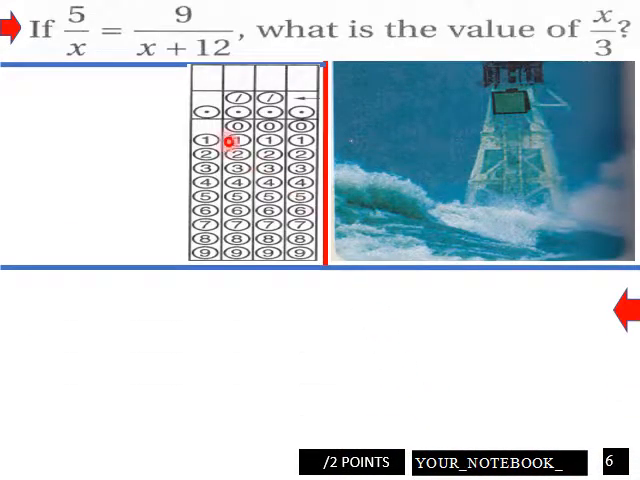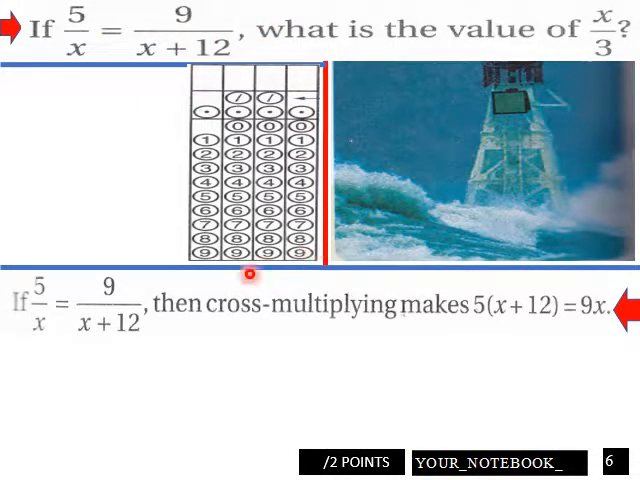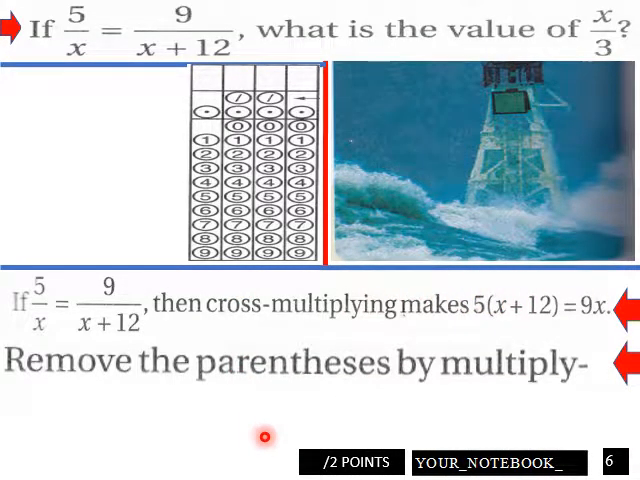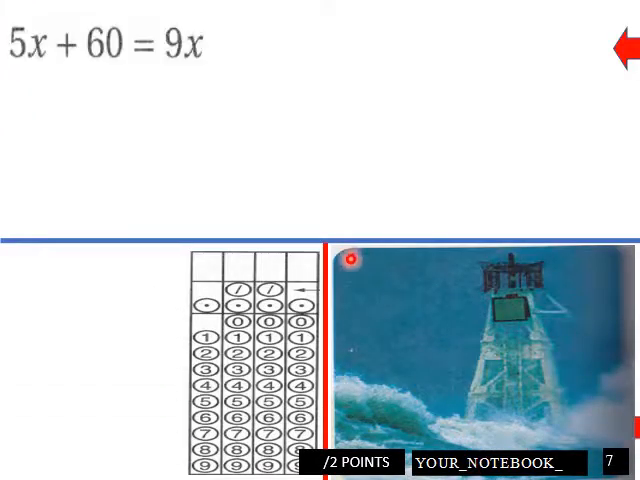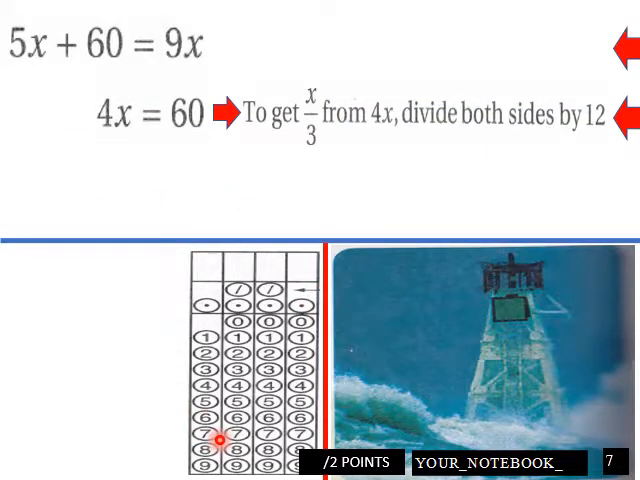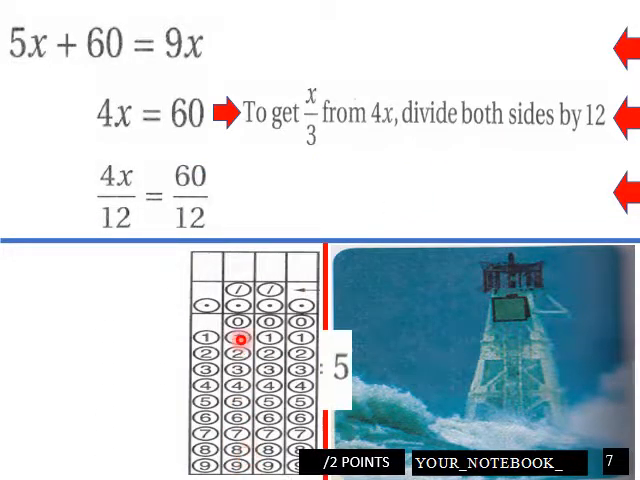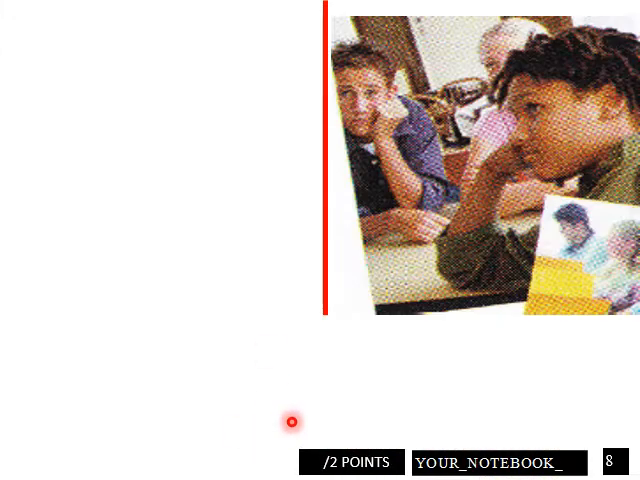Page 6, this is a grid-in: 5 over x equals 9 over x plus 12. What is the value of x over 3? Cross multiplying, we get this. Remove the parentheses by multiplying each term inside the parentheses by 5. 5x plus 60 equals 9x, 4x equals 60. To get x over 3 from 4x, divide both sides by 12. And we get x over 3 equals 5. We grid in 5 for that.